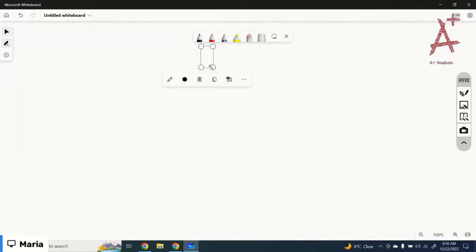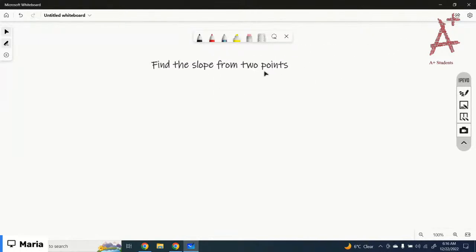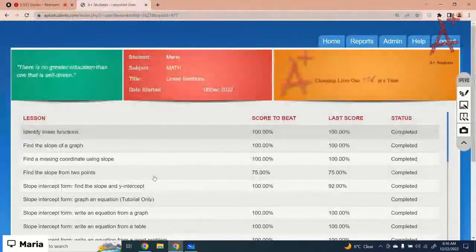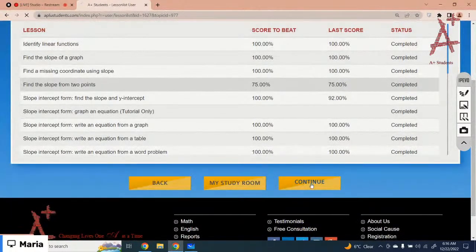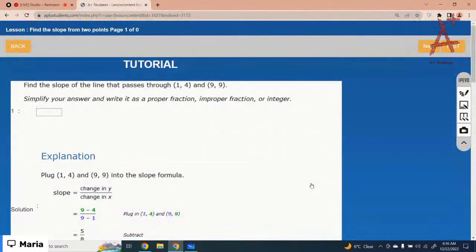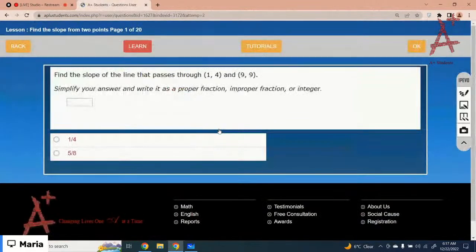Find the slope from 2 points. You are given two of the points. You don't have to find them on the graph. You are given the 2 points, and you have to find the slope of the line from the 2 points. Got it? Let's start with the test questions.